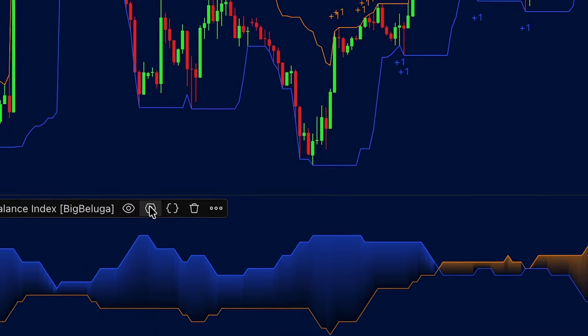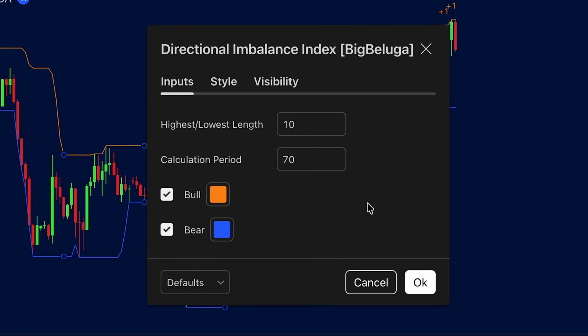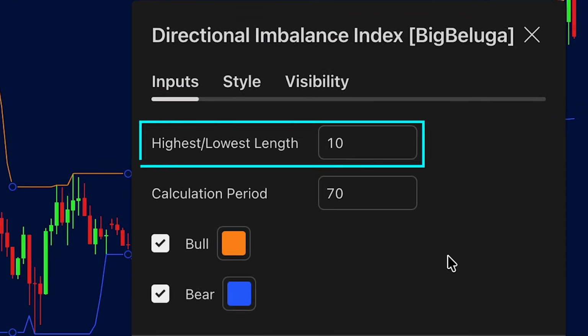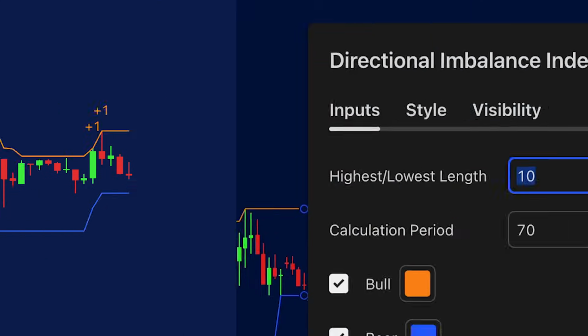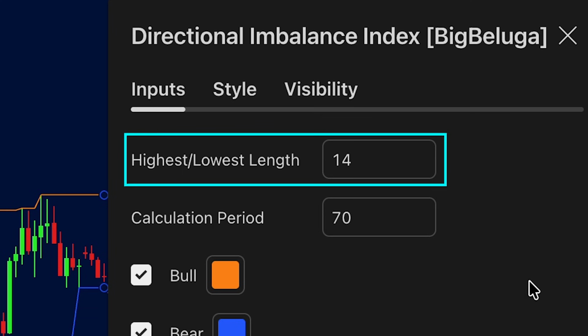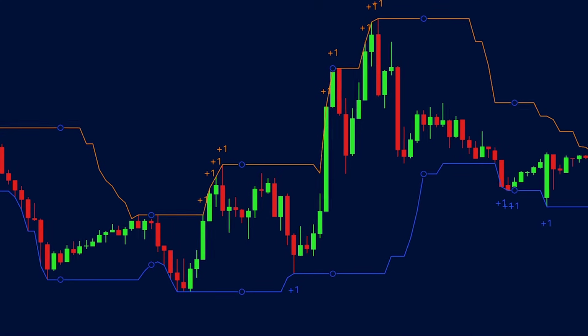Now, to get the most accurate trend strength signal with it, let's get your settings right. Double-click on the indicator to access the settings panel. You'll see highest to lowest length first. This determines the look-back period for detecting new highs and lows. Set this to 14 for most markets, as this gives you a nice balance between catching legitimate new extremes without being too sensitive to minor fluctuations.